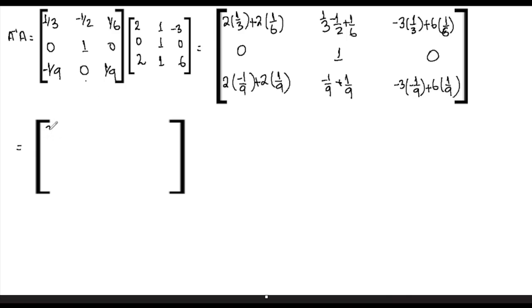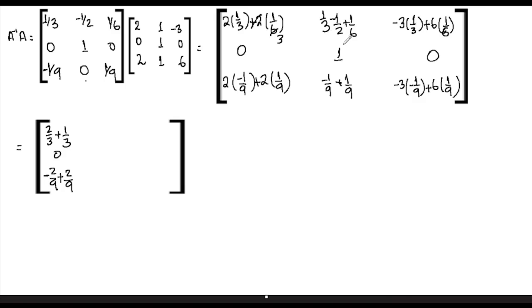2 into 1 by 3 gives us 2 by 3, plus 2 into 1 by 6 gives us 1 by 3. 2 1s are 2 and 2 3s are 6. This entry is 0. 2 into minus 1 by 9 gives us minus 2 by 9, and then plus 2 by 9.